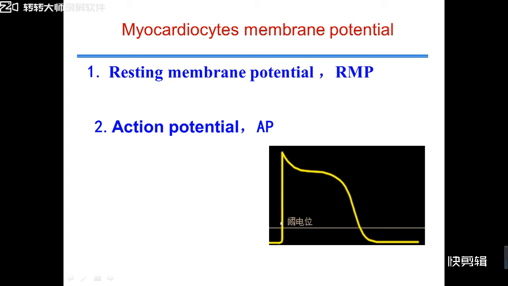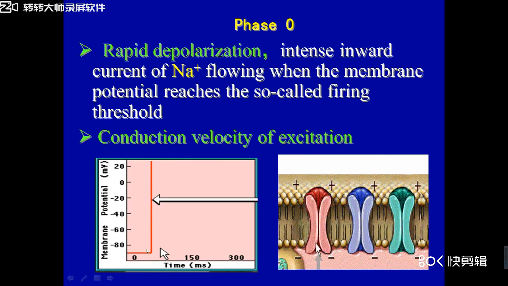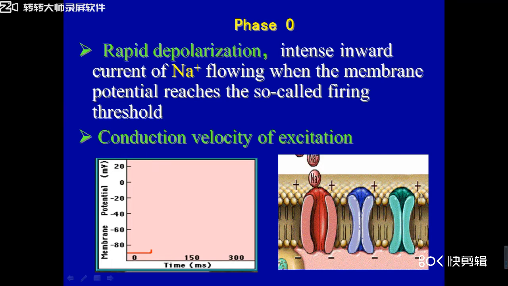Lead to threshold potential, TP, and then have one action potential, one heart rate. The action potential is also divided into different phases. The first phase, phase 0, we call rapid depolarization.